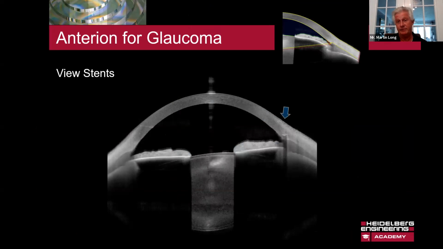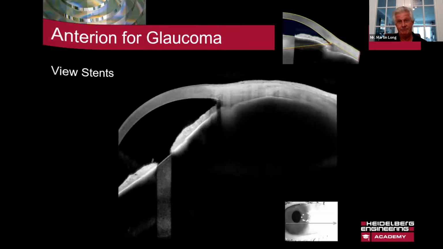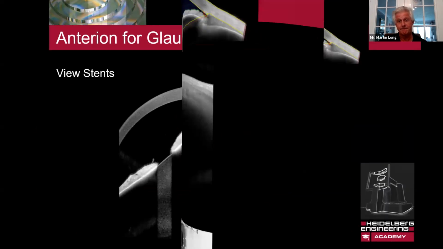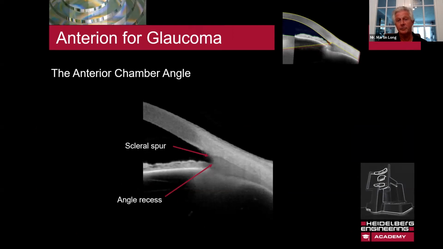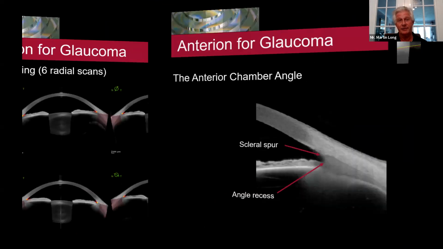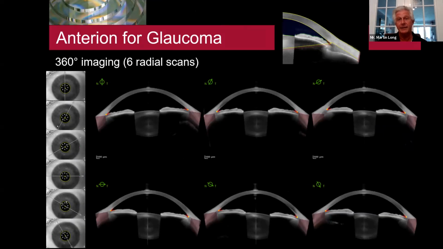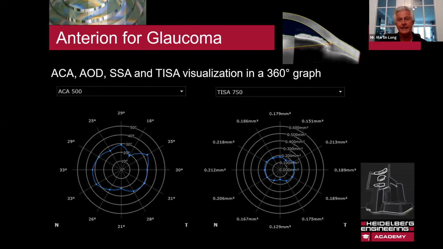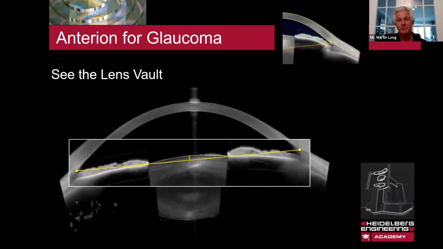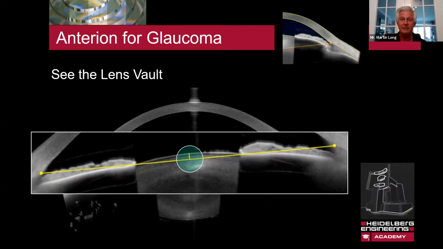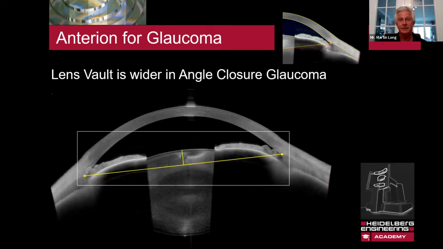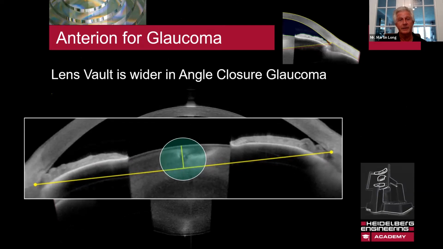You can view stents very nicely. We see the scleral spur, we can identify the angle recess. And so we do a radial scan in our glaucoma evaluation, and we look at 360-degree maps. And as mentioned by Dr. Pooja, you can see lens vault very nicely, and you have a much better feel for what's going on.